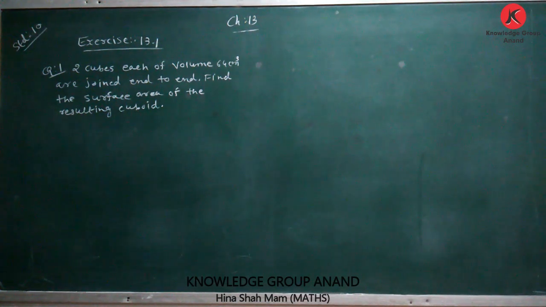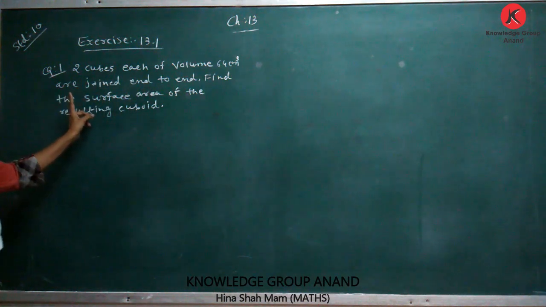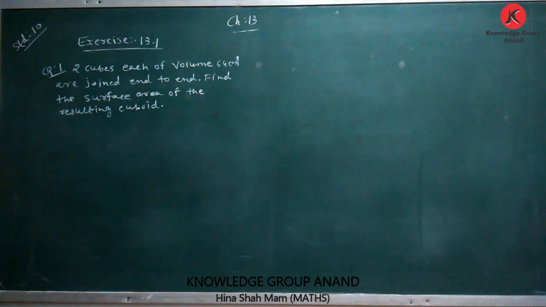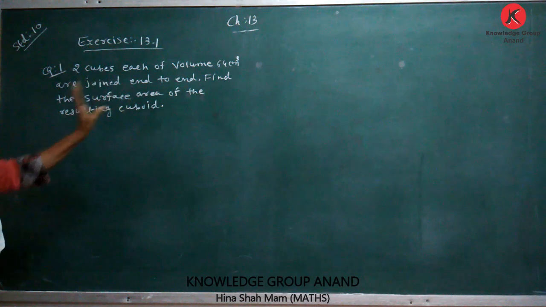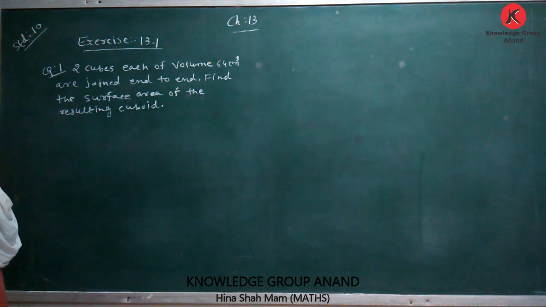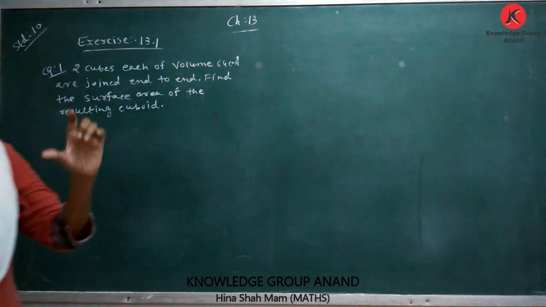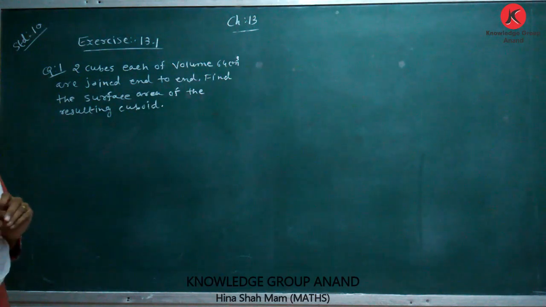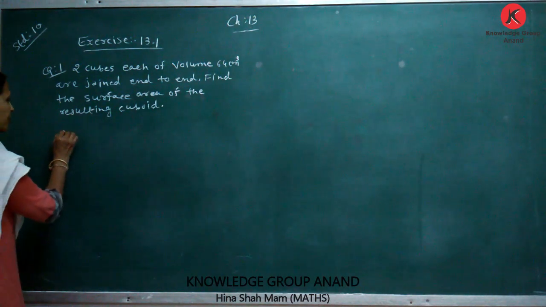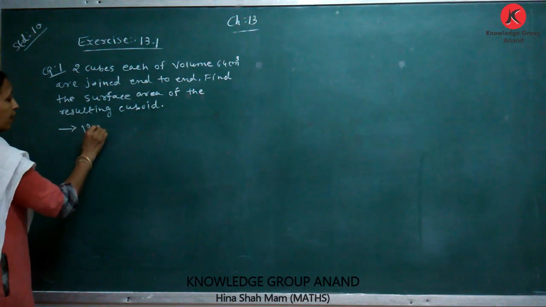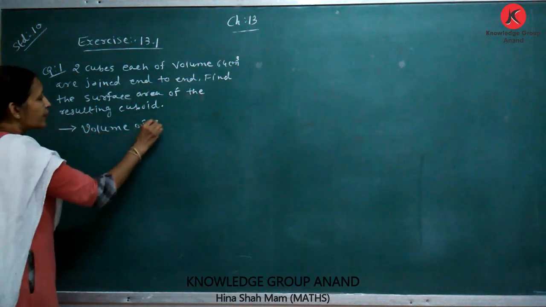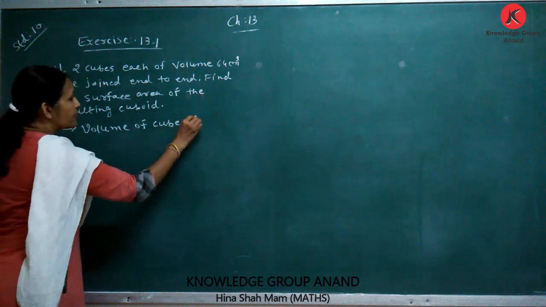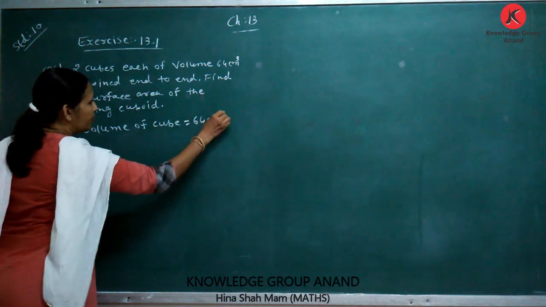Exercise 13.1. Question number 1. Two cubes, each of volume 64 centimeter cube, are joined end to end. Find the surface area of the resulting cuboid. Two cubes are joined. Each volume is 64 centimeter cube. Volume of cube is given, equal to 64 centimeter cube.